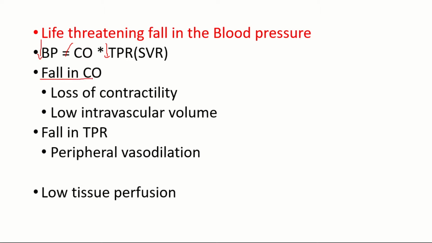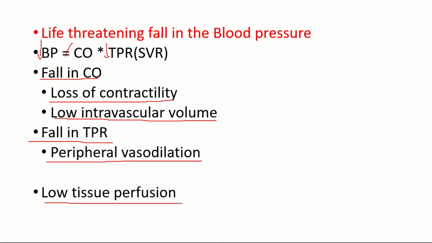Now the fall in the cardiac output might be due to loss of contractility of the heart, where the heart cannot pump enough blood out, so there is a fall in the cardiac output. Or it might also be due to low intravascular volume. So the blood volume itself might be low, so there is a fall in the cardiac output. The fall in the total peripheral resistance might be due to peripheral vasodilation, and all of these conditions will lead to shock where there is low tissue perfusion, which can further complicate as multi-organ failure.